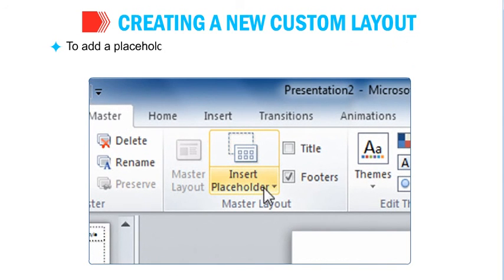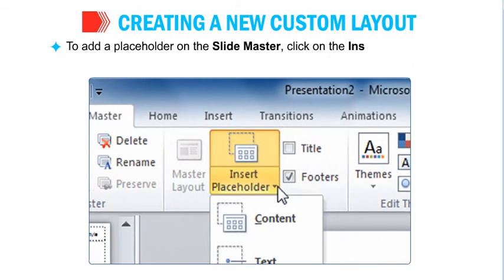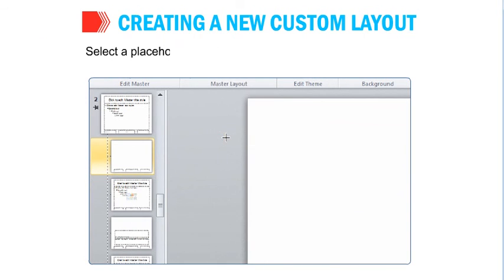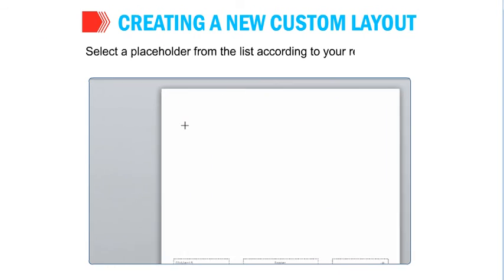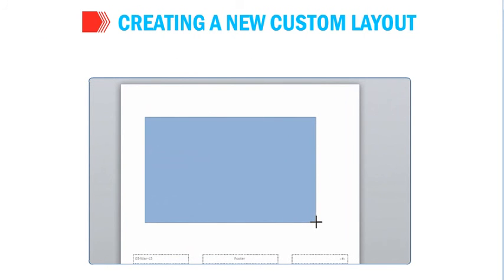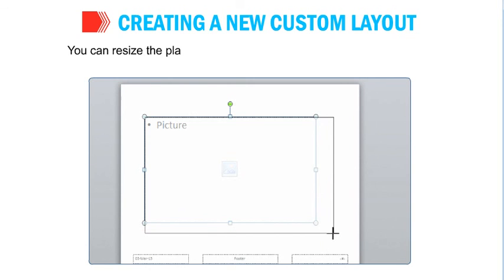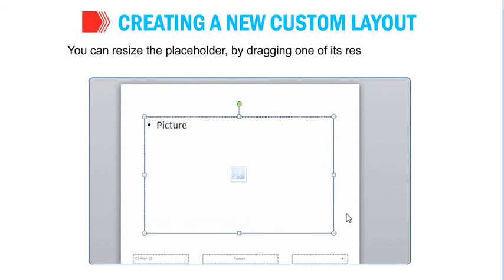To add a placeholder on the Slide Master, click on the Insert Placeholder drop-down arrow in the Master Layout group. Select a placeholder from the list according to your requirement. Drag the mouse on the slide to position the new placeholder. You can resize the placeholder by dragging one of its resizing handles.